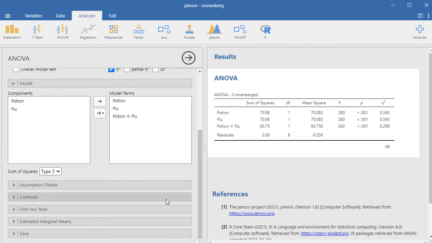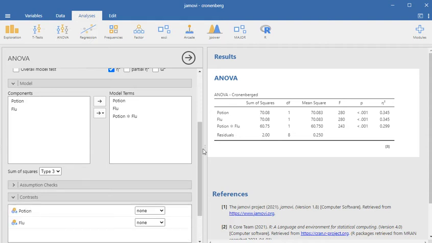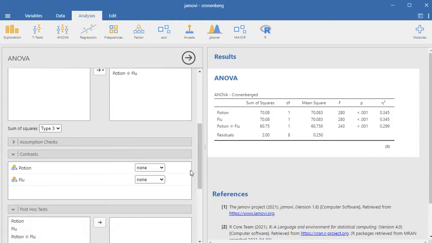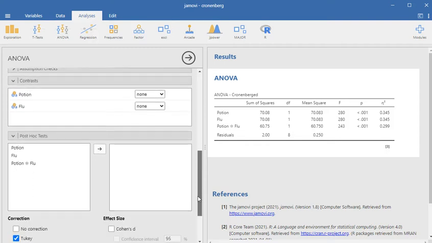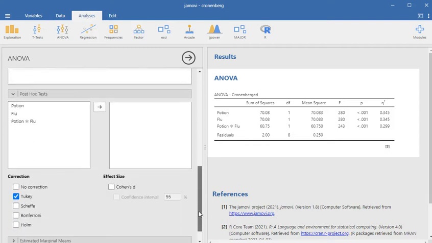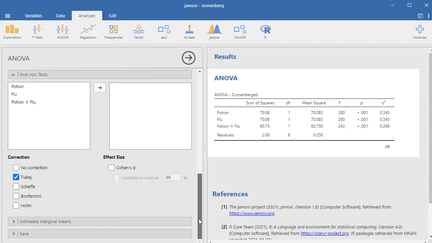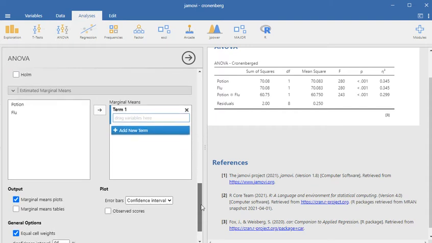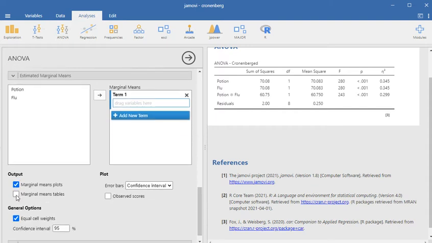I'm going to skip assumption checks this time around. There's no contrast we need to do. We don't really need to mess much with the post-hoc test, because we only have two levels of each of the factors. And then, of course, something else I'm going to want is to get estimated marginal means. And I'll want to get not only the plots, because they look kind of interesting, but also the tables.